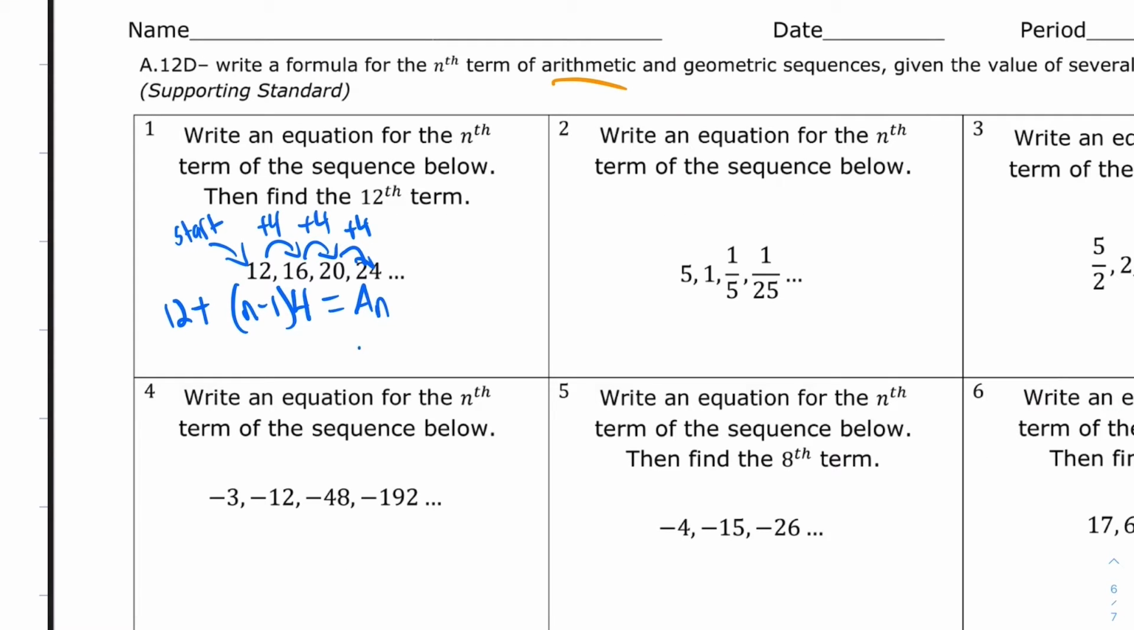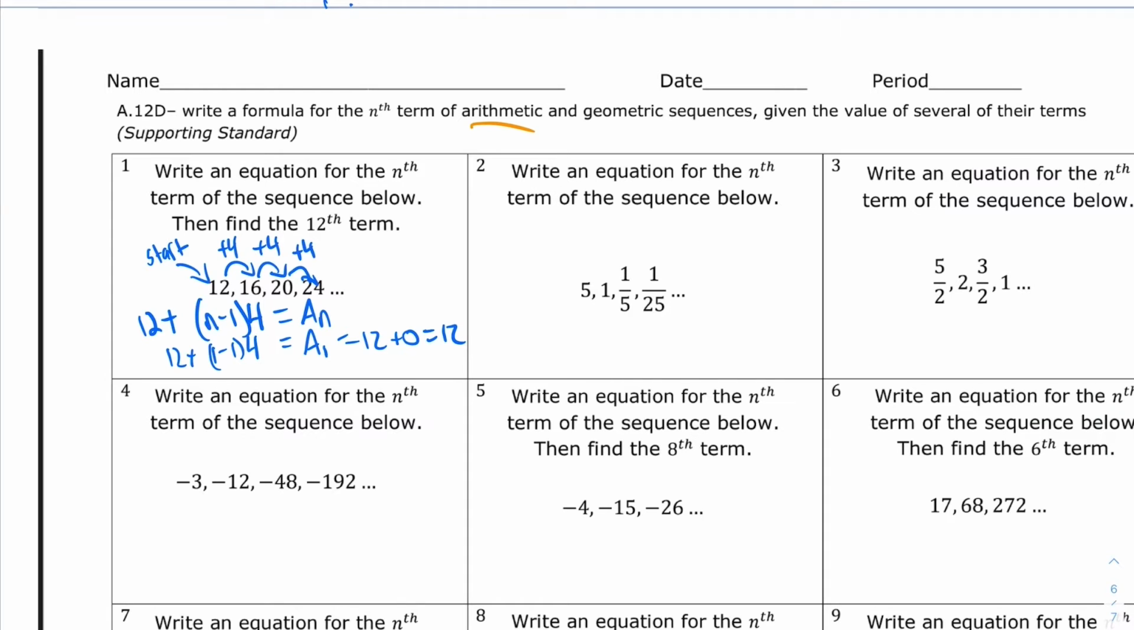Now let's just check it. a1 will be equal to 12 plus 1 minus 1 times 4, and that makes 12 plus 0, which is 12. And that does match our first answer, so that's right.